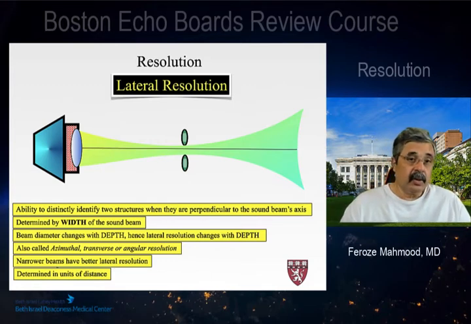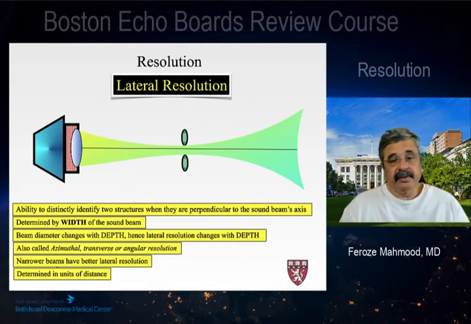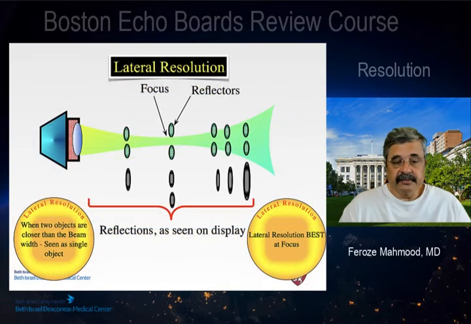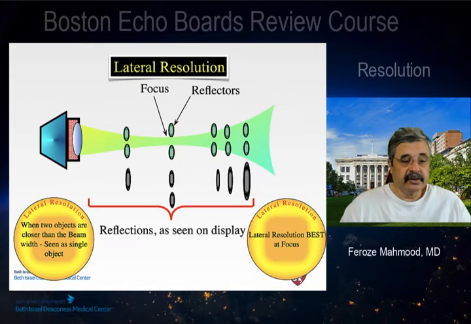It is also called azimuthal, transverse, or angular resolution. Narrower beams obviously have better lateral resolution, that is, the ability to identify the position in space from side to side is better. And it is also determined in units of distance. Therefore, as you can see, analogous to the axial resolution, when two objects are closer than the beam width, they are seen as a single reflector.